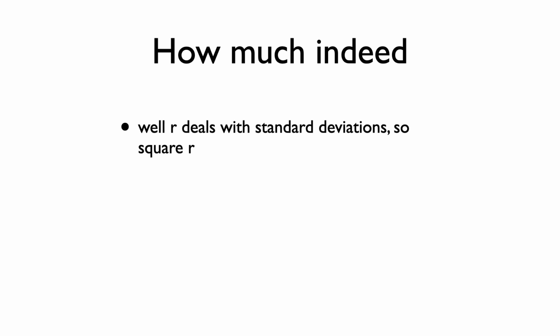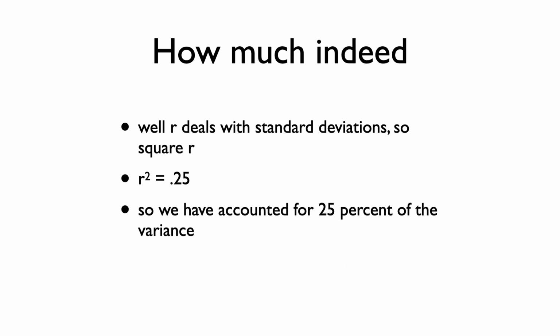Well, r deals with standard deviations, so if we square r, we'll get variances. r squared, or as we'll call it here, little r squared, because there's also going to be a big R squared. So little r squared is 0.25, since 0.5 squared is 0.25. That means 25% of the variance in income is accounted for by variance in IQ. That doesn't say anything about causation. It's a completely mathematical, statistical thing. It just says that the overlap in the variance between those two variables is 25%.